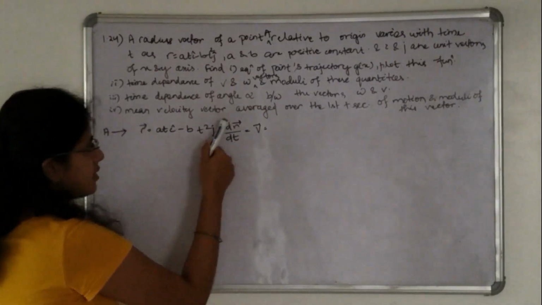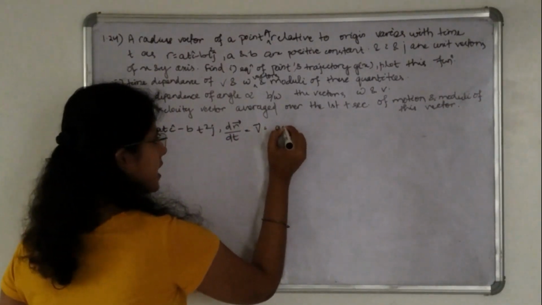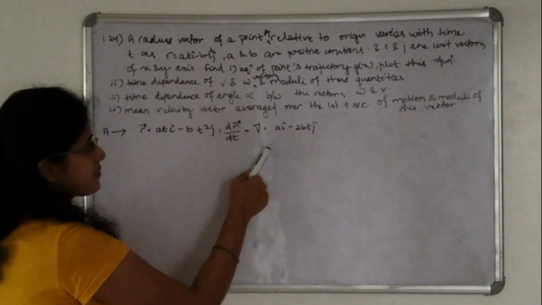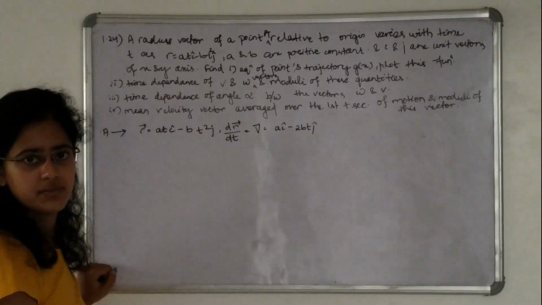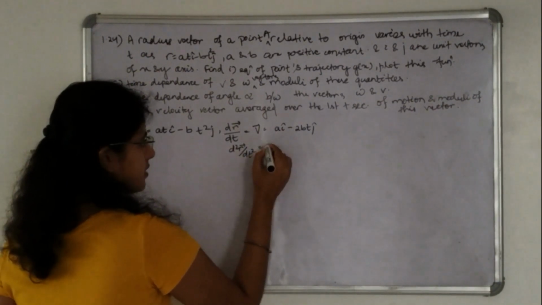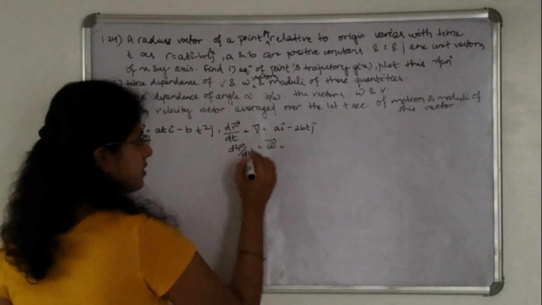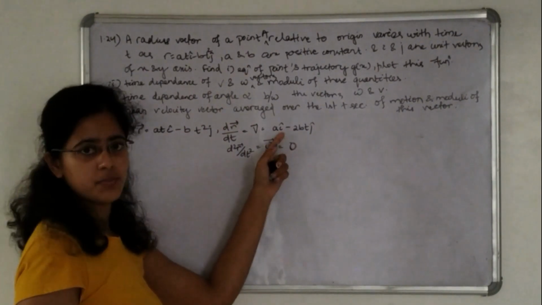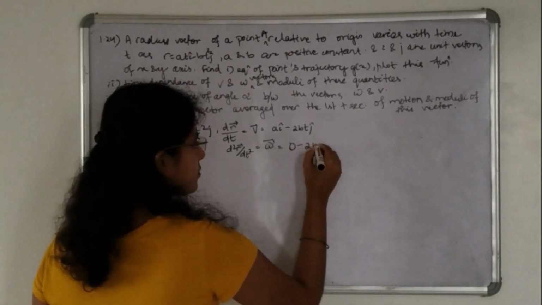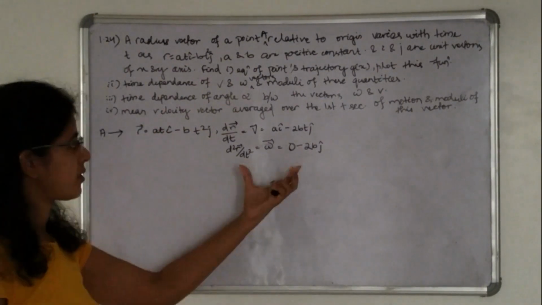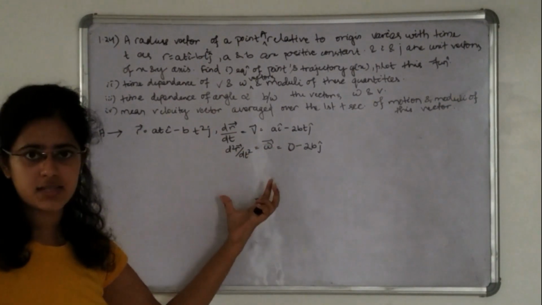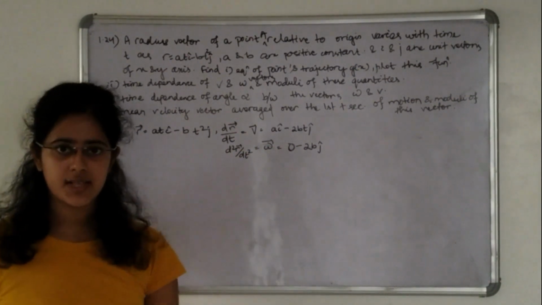V is equal to the differentiation of this term, that is a i cap minus 2bt j cap. If we differentiate this, then we can find the acceleration vector, that is d square r by dt square, equal to omega vector, that is dv by dt. So the first term is 0 because there is no t term here, minus 2bt j cap gives minus 2b j cap. From this we can see that acceleration is constant, and it is negative, which means this is deceleration, meaning the particle is moving with constant deceleration.